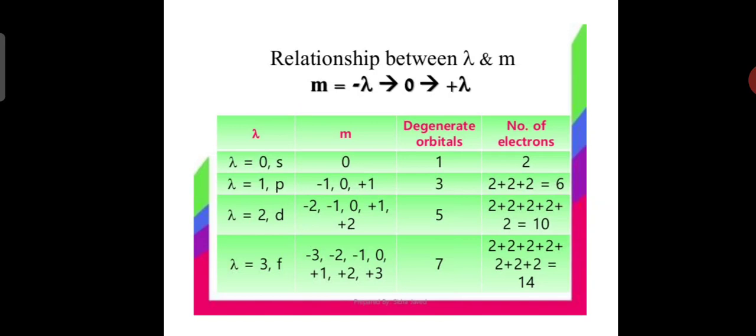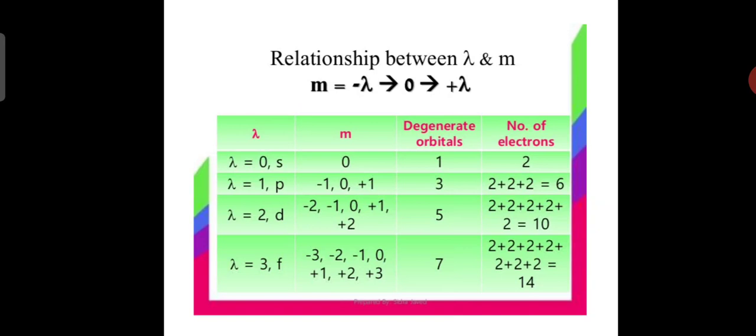Remember, for s, the maximum number of electrons is only 2. For p, 6. For d, 10. And for f, 14. Next, sublevel is equal to 2. That is d. Negative 2, negative 1, 0, positive 1, positive 2. So the degenerate orbitals are 5. The maximum number of electrons is 10.